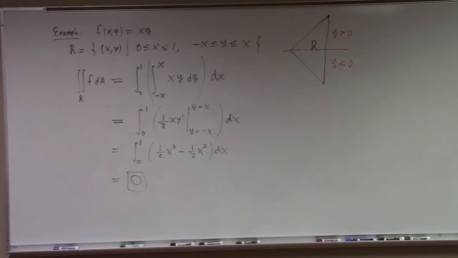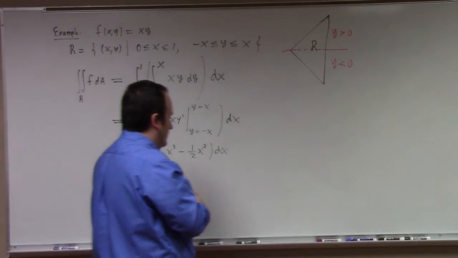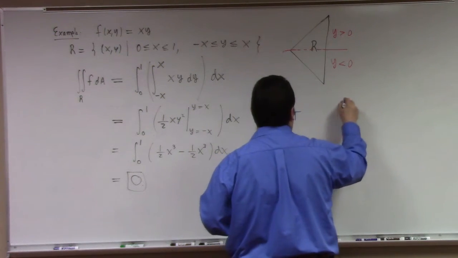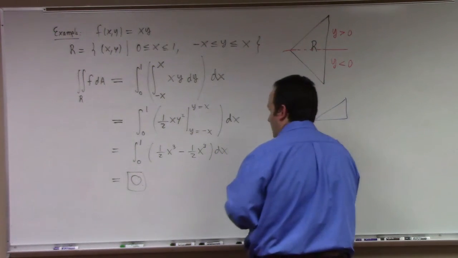What would happen if we just take the top half of it? What if we said the region was just this piece? How would that change this calculation?